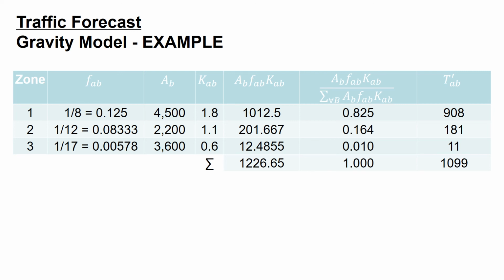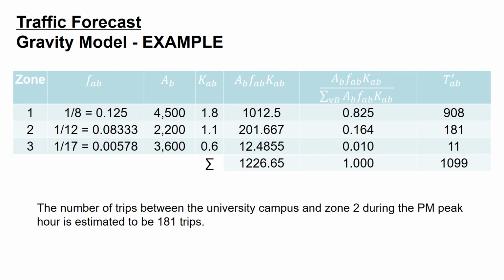Because of rounding, we don't end up at exactly 1,100. We're at 1,099, but this is going to give us a good estimate for how those trips would be distributed. Overall, we are asked for the trips between the campus and zone 2, and so the answer there is 181 trips during that PM peak hour.